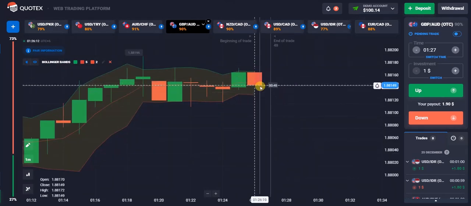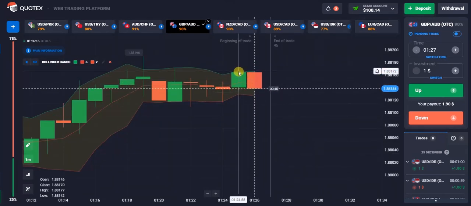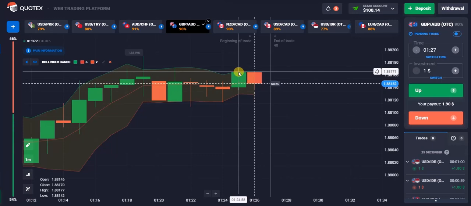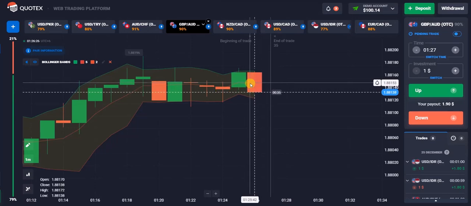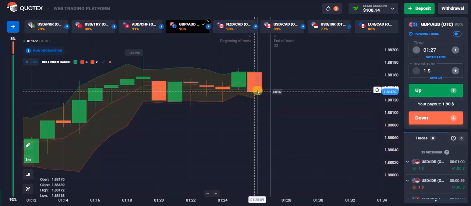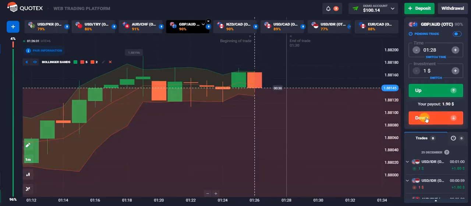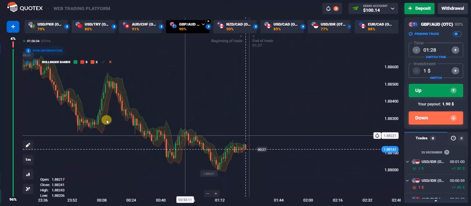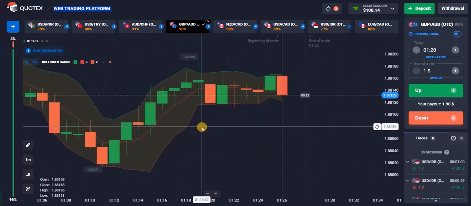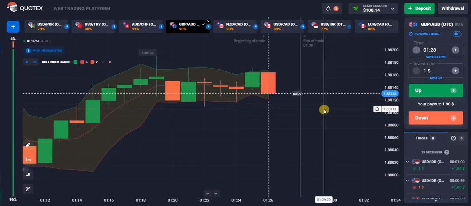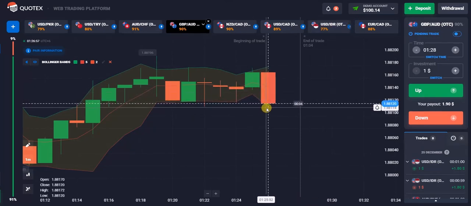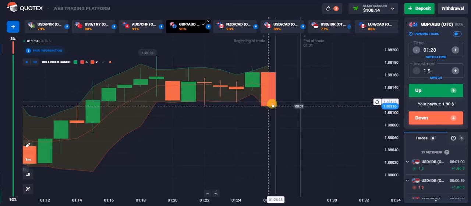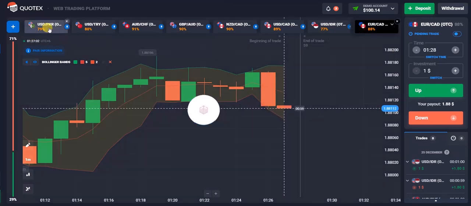Okay, so the green candle touched the upper line, and here we can see there's a red candle, and it seems like we're gonna get an opportunity unless this red candle touches the bottom line, and this is a downtrend. No, we're not gonna take a trade here because this red candle touched the bottom line. So let's see.